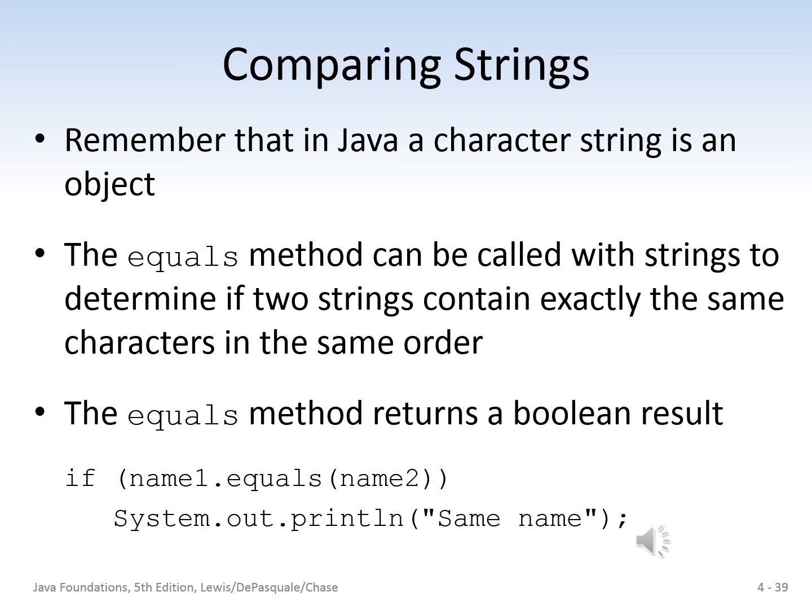In Java, a character string is stored as an object, so therefore we have the String class and we have methods associated with those objects, and one is called equals. The equals method can be called to compare two strings, and it returns a Boolean true if they are exactly the same characters in the same order. And here's an example.